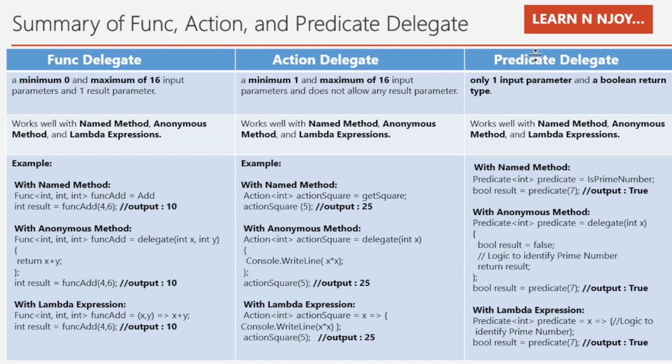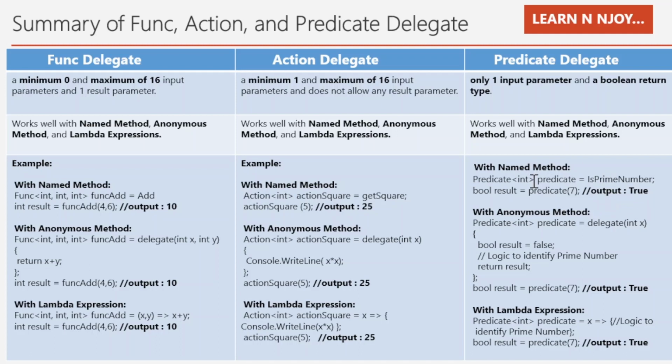Okay, so now let's see the Predicate delegate. Here, as we know, the Predicate delegate is going to accept only input parameters, and only one, right? So here if you see, it is accepting only one int parameter. And I have assigned IsPrimeNumber, a named method that accepts only one input variable of int type, and performs logic to identify whether that particular number is a prime number or not, right? And gives me the value as a Boolean value.